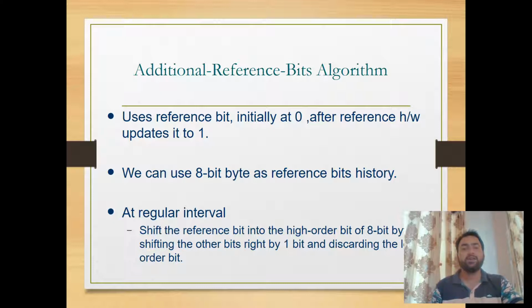We can use an 8-bit byte as reference bits history to check the history of the previous references made to particular frames. At regular intervals, we shift the reference bit into the high order bit of the 8-bit byte, simply by shifting the bits one by one to the right and discarding the low order bit. That means we shift the bits right by one each, and we discard the low order bit. Then the reference bit will be in the high order of the 8-bit byte. We do this when a reference has been made to the particular frame, then its value will be changed in the high order bit.